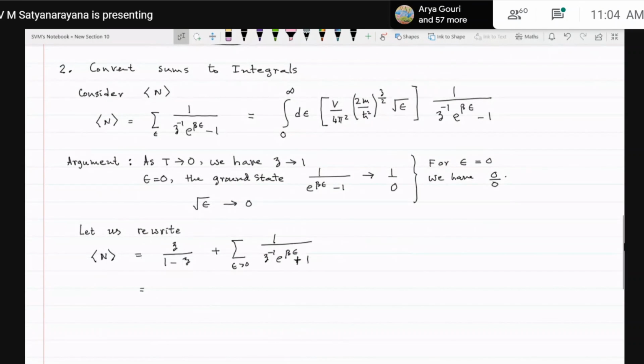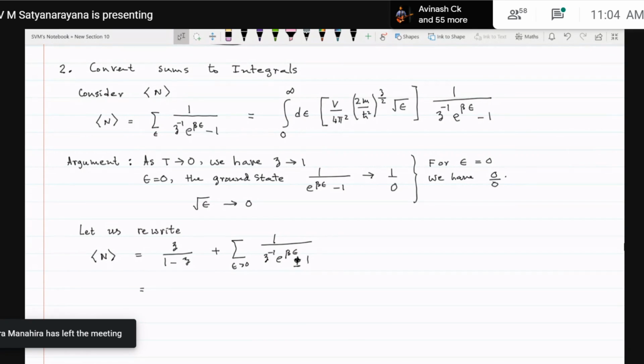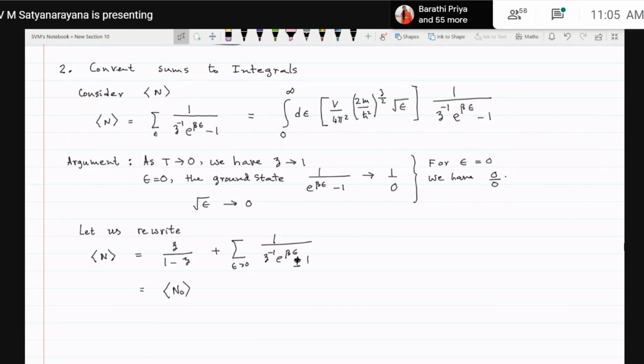Student: Sir, why minus 1? So this is like saying that this term is the average occupancy of the ground state, and this term is the average occupancy of all the excited states other than the ground state. So you can say this is the average number of bosons in the ground state.